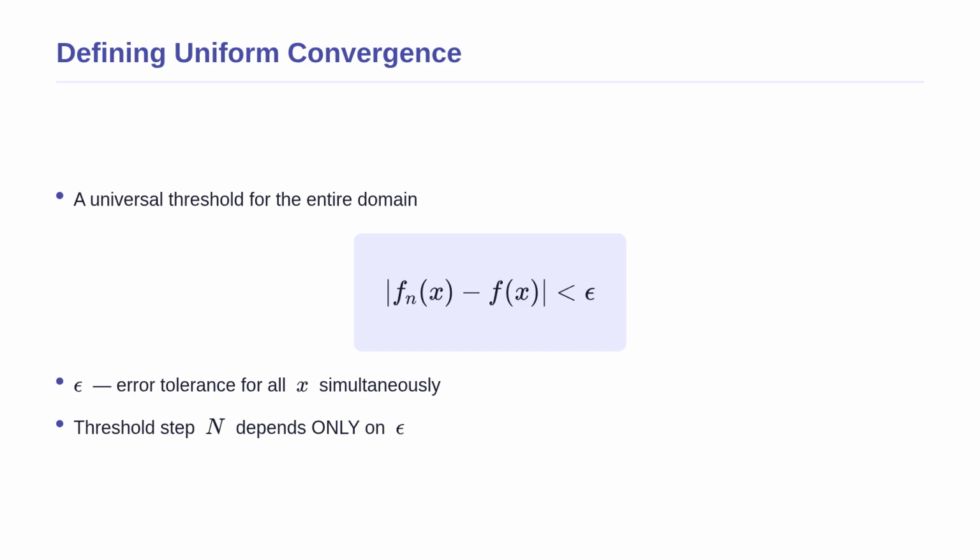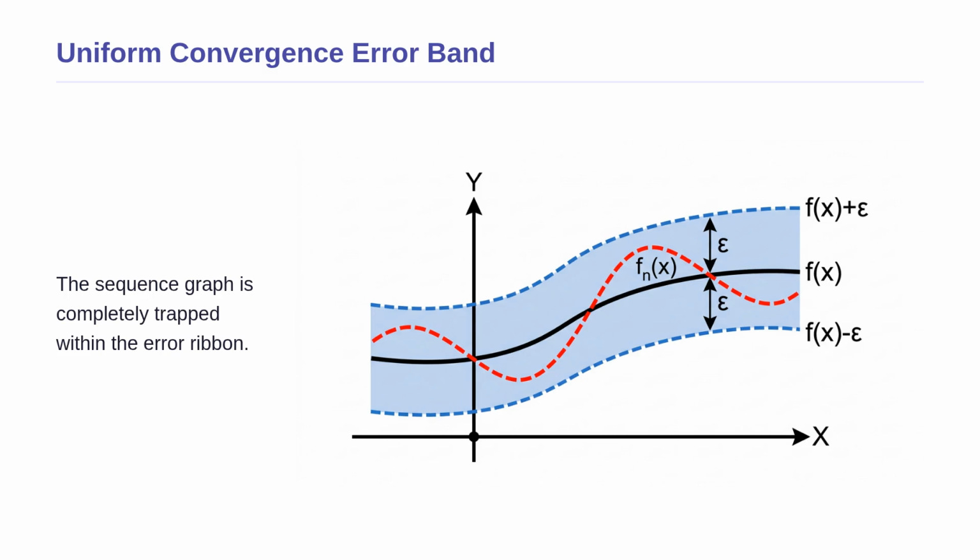The threshold step capital N required to achieve this accuracy depends exclusively on the error tolerance epsilon, and it is completely blind to the location x. As the error tolerance is made smaller, the required step will naturally increase, but that single universal step will successfully trap the entire function graph within the error bounds all at once. To truly grasp this universal threshold, let us visualize it with a diagram.